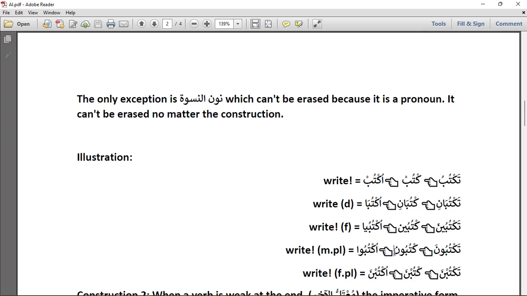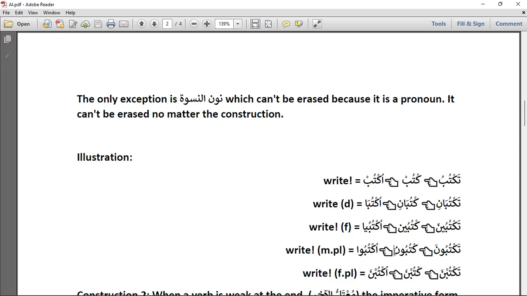So that is how we form Fi'l Amr. First step, you remove the harful mudara'a. Then second step, for a singular male second person verb, you remove the damma and give the last letter sukun. But for the other ones that end with nun, we remove the nun and the harful mudara'a.